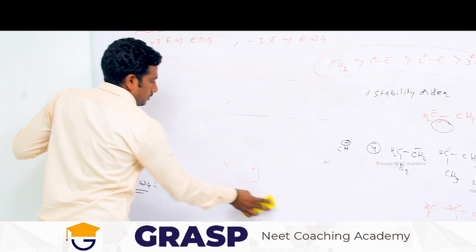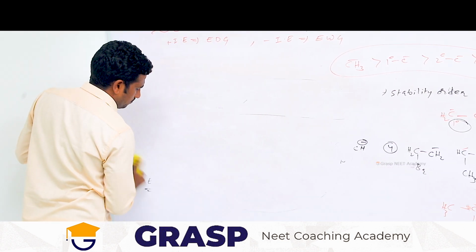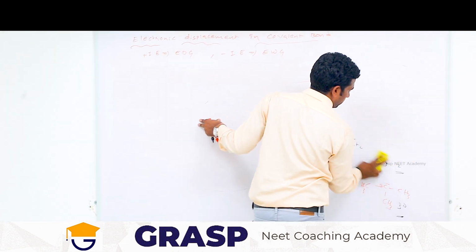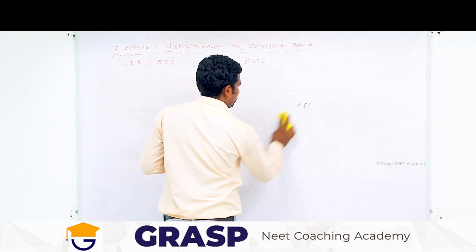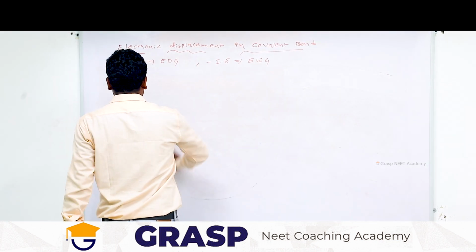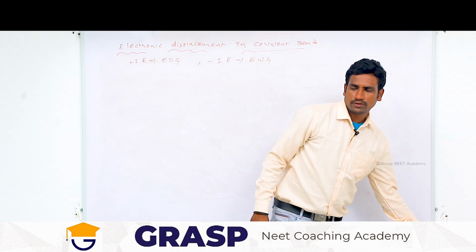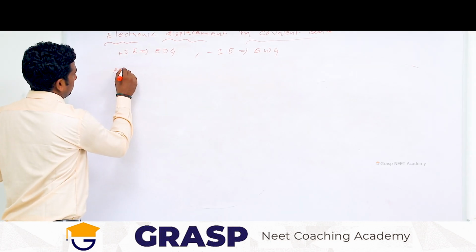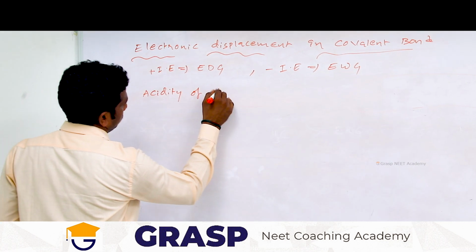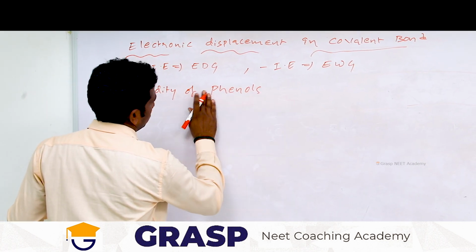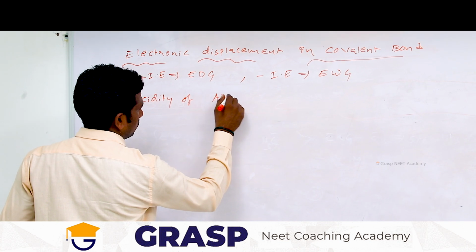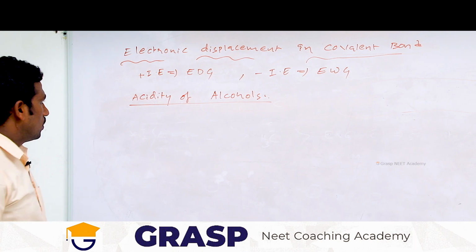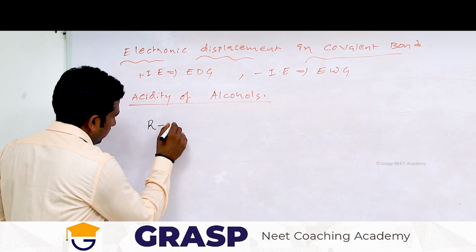Now I am going to explain the most important concept, which is acidity. Acidity of phenols, acidity of alcohols, that we can arrange here. Before going to discuss the acidity of phenols and carboxylic acids, see the acidity of alcohols. This is my alcohol, ROH.